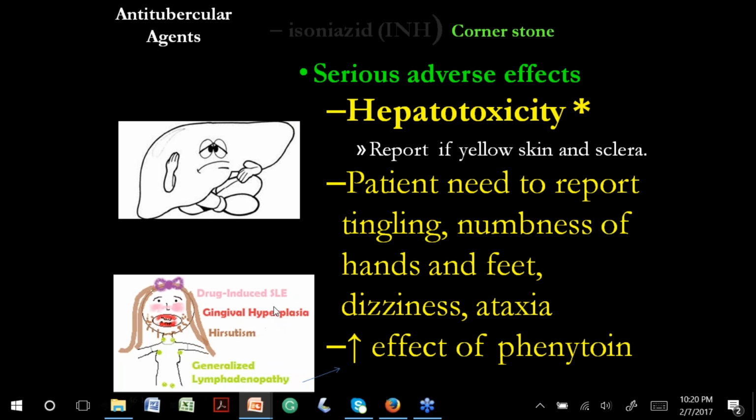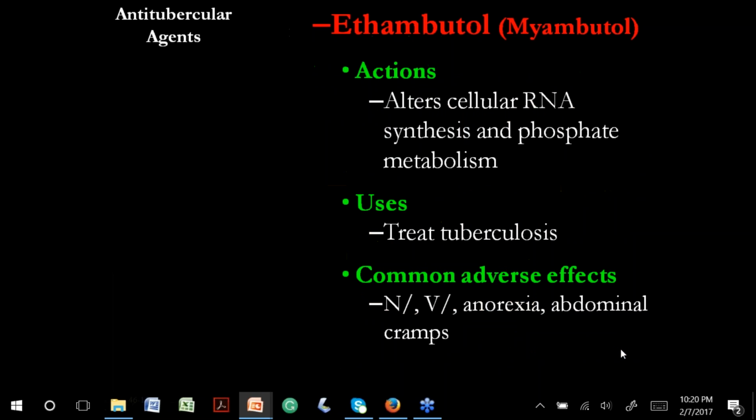I'm not going to mention it because it's not part of tuberculosis, but it's part of anticonvulsants. Okay, but definitely this is high yield for the NCLEX, phenytoin and isoniazid, INH. So just remember that.